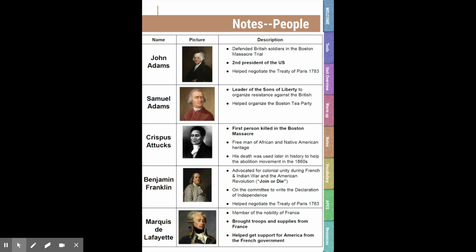Mr. Benjamin Franklin, he was an advocate for colonial unity during the French and Indian War. That's where he created his political cartoon, which is Join or Die. He also was on the committee that helped write the Declaration of Independence, and he helped negotiate the Treaty of Paris. Marquis de Lafayette, if you see the last name, Lafayette, that's the only French individual that we're going to need to know. He is an ally for the colonial group, the Patriots, which are the Americans, and he's going to help support America in their fight for independence.